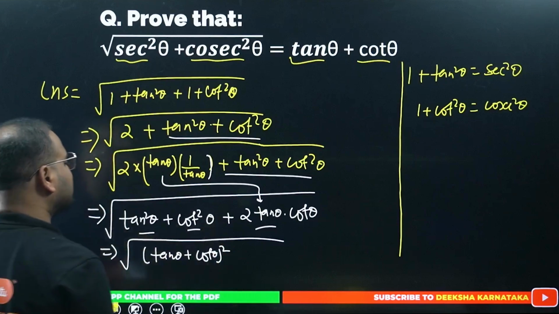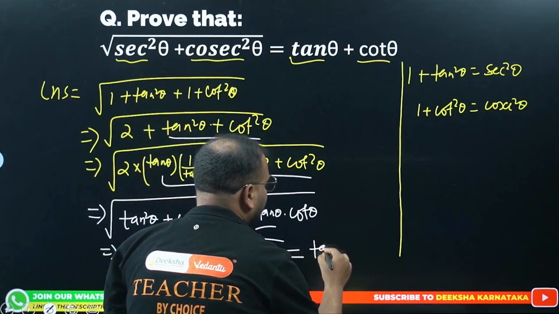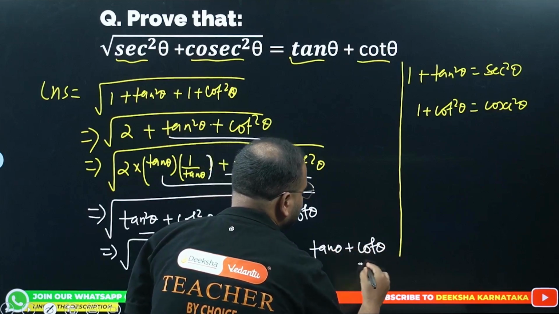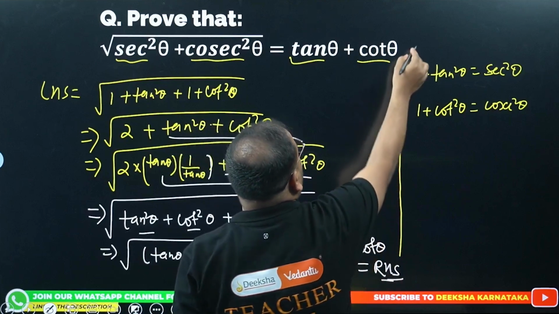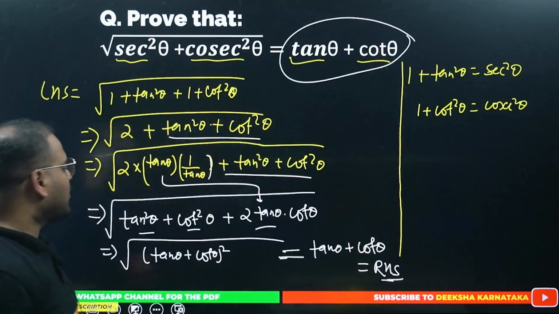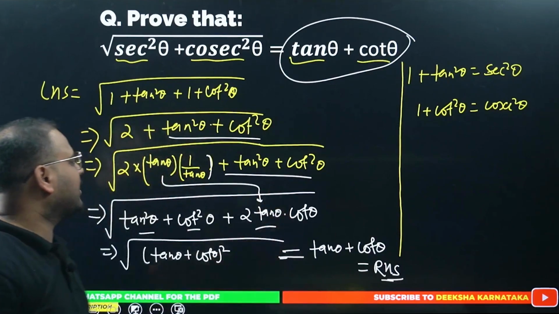Whole square and root will cancel each other. What will I have as final answer? Tan theta plus cot theta. This is my RHS. Easy or not? Easiest, sir, actually. One formula we had to use, nothing but that.